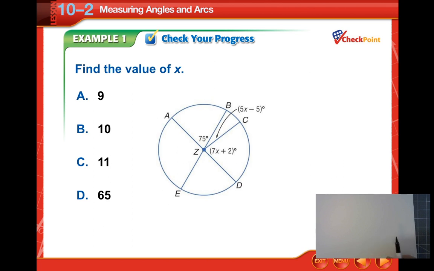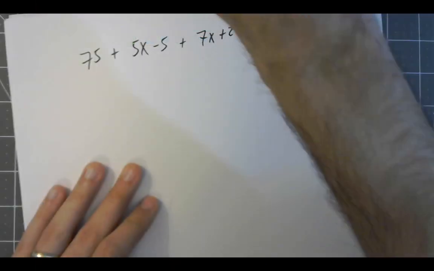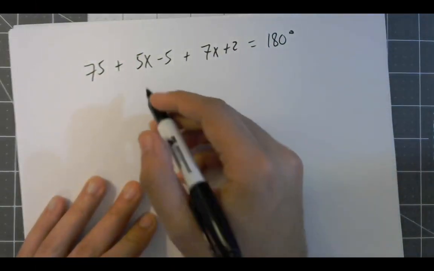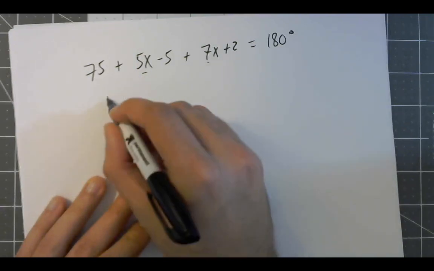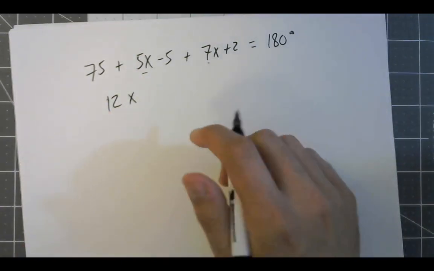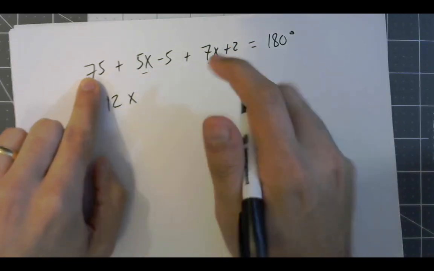So we have this problem, very similar. I know 75, I know 5x minus 5, and 7x plus 2. All 3 of these, we have this angle and this angle, are going to add up to 180. I know this because it is a diameter from A to D, cutting in half. So I can look right here. These two together would be 12x. 75 minus 5 is 70, plus 2 is 72.